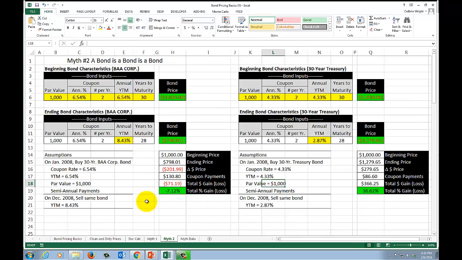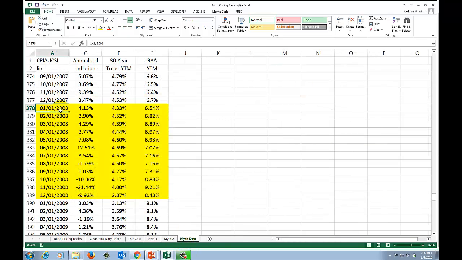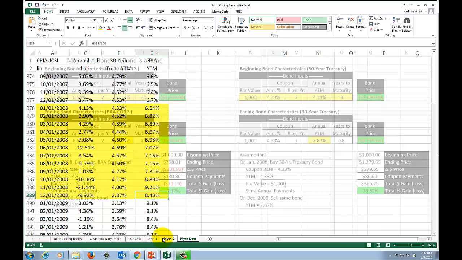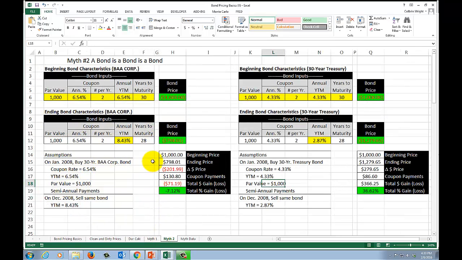What we're going to do is compare the impact of the crisis on 2 different bonds. First off, let's look at BAA corporate bonds. Let's assume that you buy a BAA corporate bond on January 1st of 2008 at 6.54%, and you sell it 2 years later at 8.43%. To make life easy, we're going to assume that the coupon rate equals the yield to maturity, and we're going to make it a long-term bond. Again, that's going to give it a long duration, a big price pop.